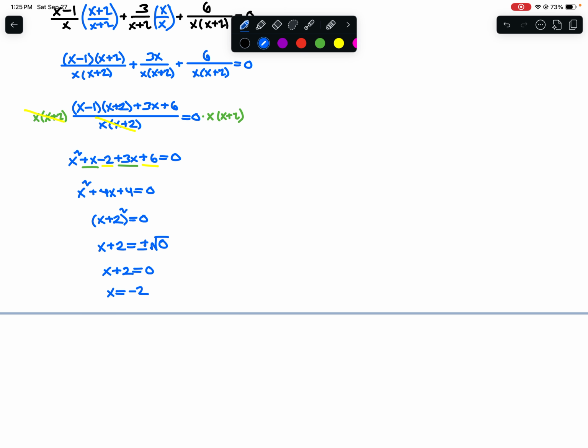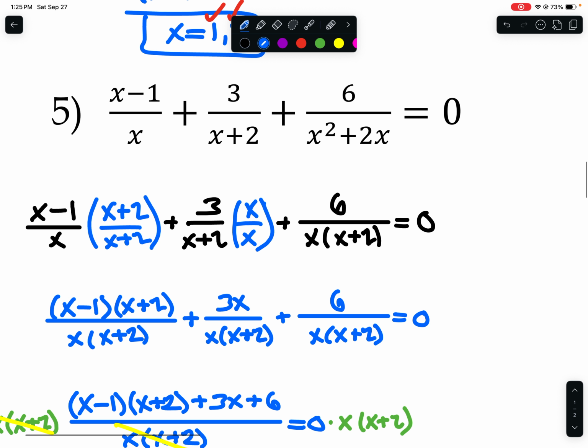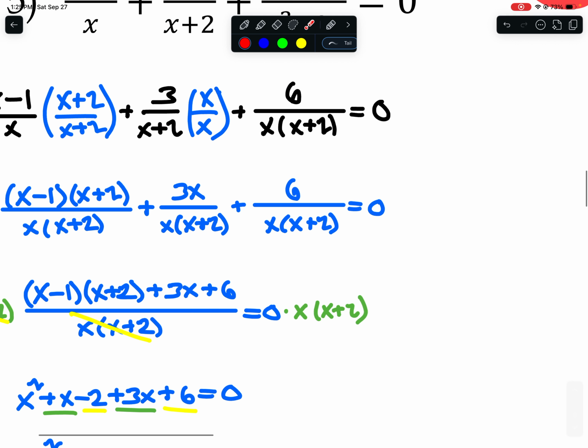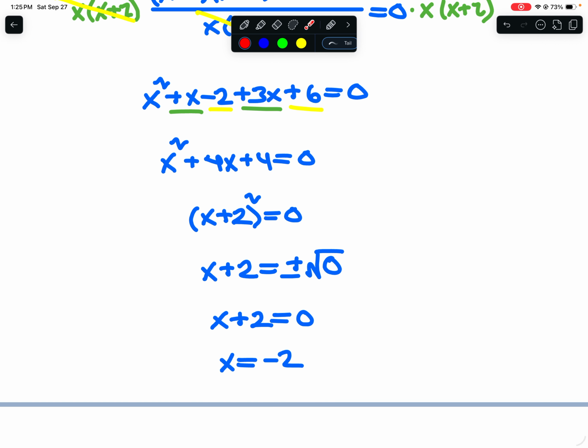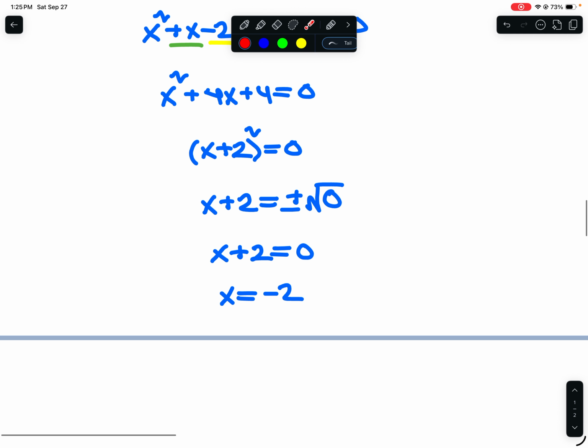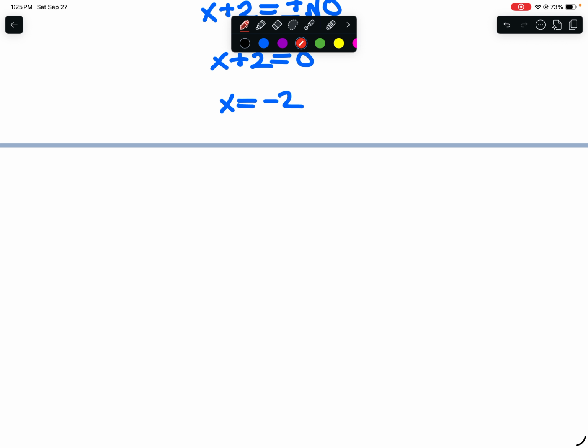So now that I have my solution, I'm going to go ahead and double check up here, check for any discontinuities. So when I look at my vertical asymptotes, I'm going to have a vertical asymptote at x equals negative 2, but also 0. So if you notice, that negative 2 is what we got down here. So the math says it works, but in reality it doesn't because of the discontinuities. So what this tells me is x equals negative 2 is extraneous. So this would be extraneous, which means the one and only solution we have doesn't work, which means this would be no solution.